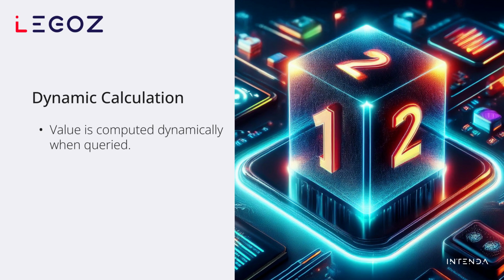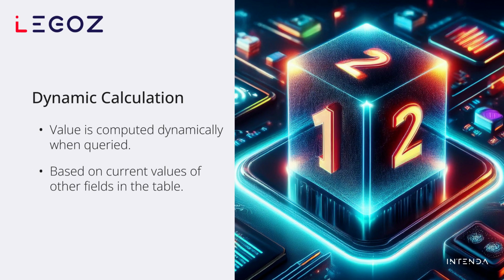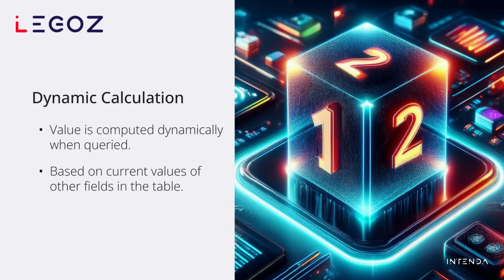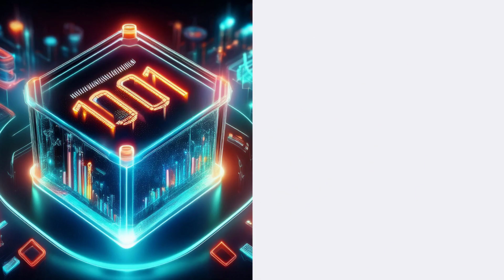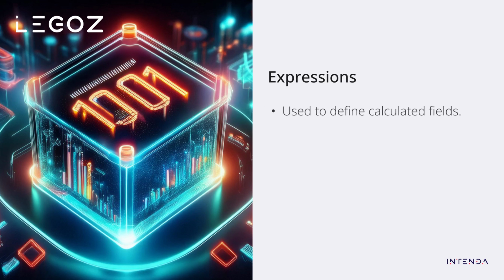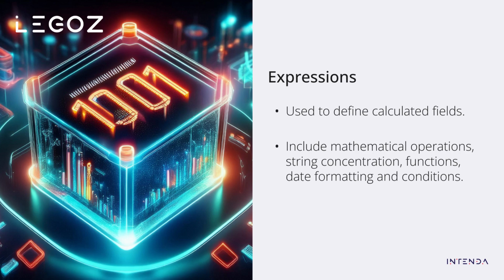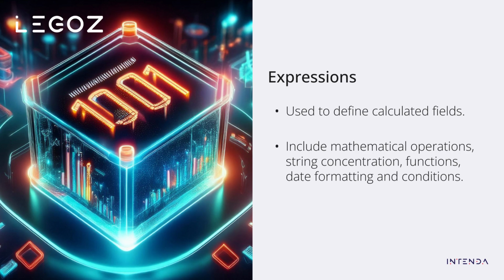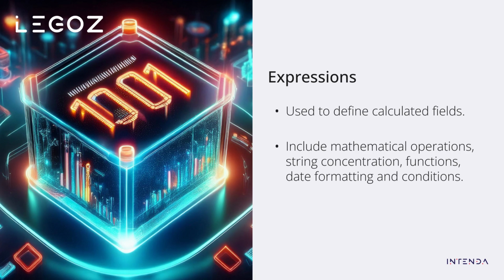A calculated field's value is computed on the fly whenever it is queried, using the current values of the other fields in the table. This ensures that the calculated field is always up to date. Expressions are used to define calculated fields. These expressions can include a wide range of operations, such as formatting of dates, mathematical calculations, concatenation of strings, application of functions, and even conditional logic. This versatility allows for complex data manipulation directly within the database.